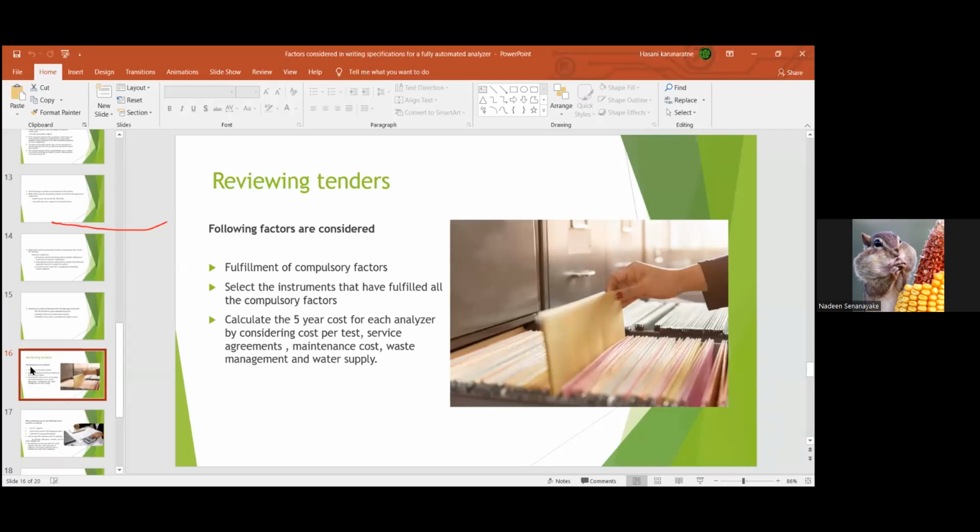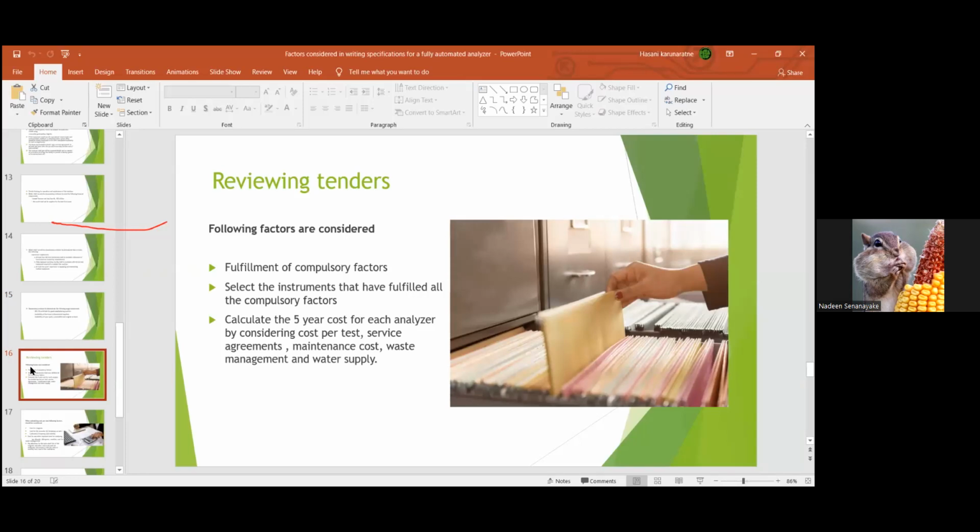When we move on to reviewing tenders, the following factors should be considered. The factors that I have already mentioned can be divided into compulsory and non-compulsory factors. That should be decided by the technical committee. All the bidders should fulfill the compulsory factors.